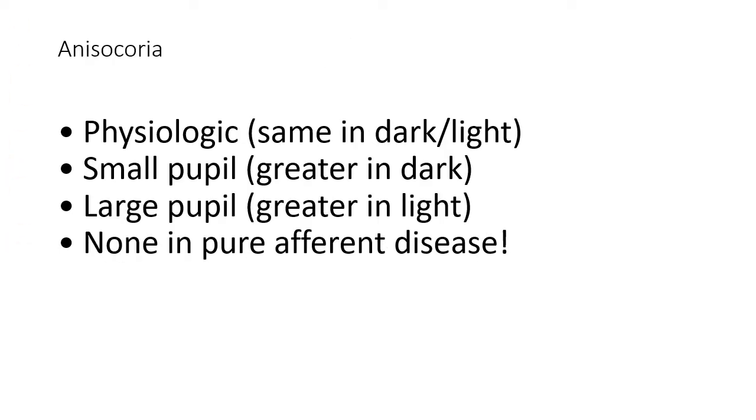So moving on to anisocoria, which means unequal pupils. You can have physiological anisocoria, and this is typically the same in dark and in light. Anisocoria can be caused by a pathological small pupil, and this is seen when the anisocoria is greater in dark. And then anisocoria can be caused by an abnormally large pupil, and this is seen when the anisocoria is greater in light. And again, optic nerve or retinal disease does not cause anisocoria.